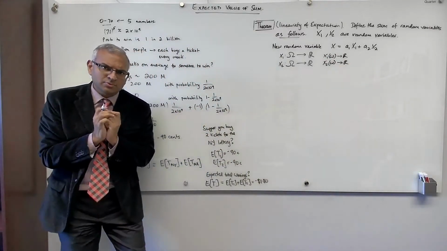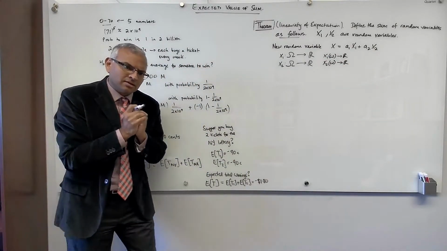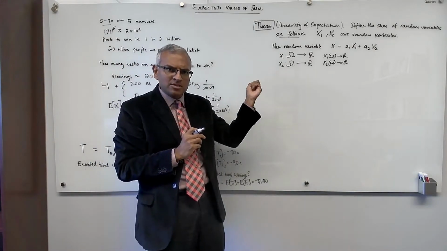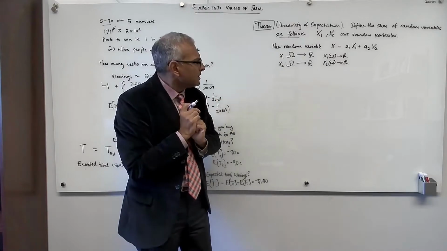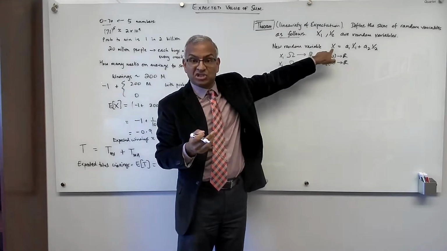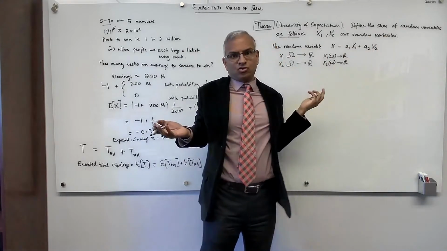So this is where it's very important to realize that a random variable has a very formal definition as a function from the sample space to the real numbers. And I can take the sum of two functions. I can define a new function, which is the sum of two functions.